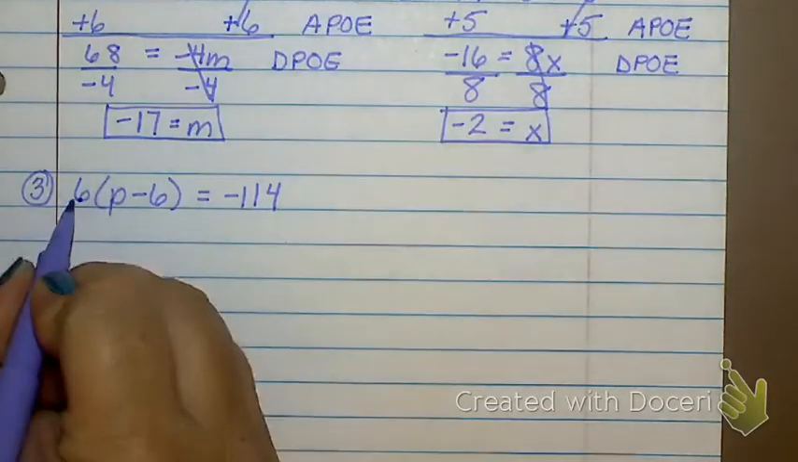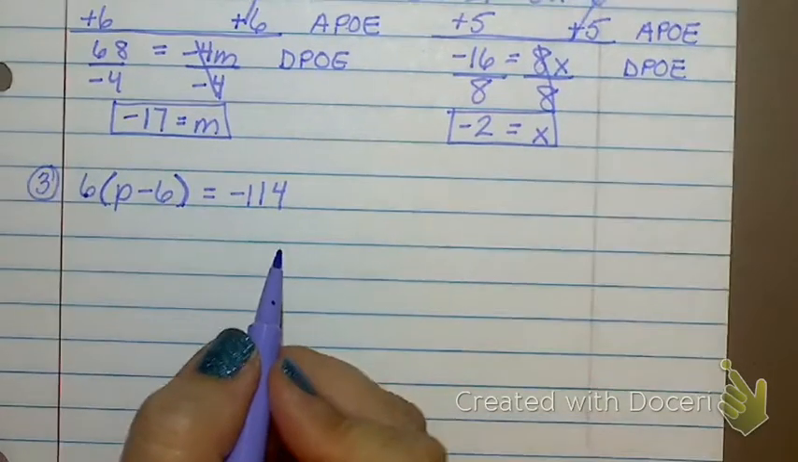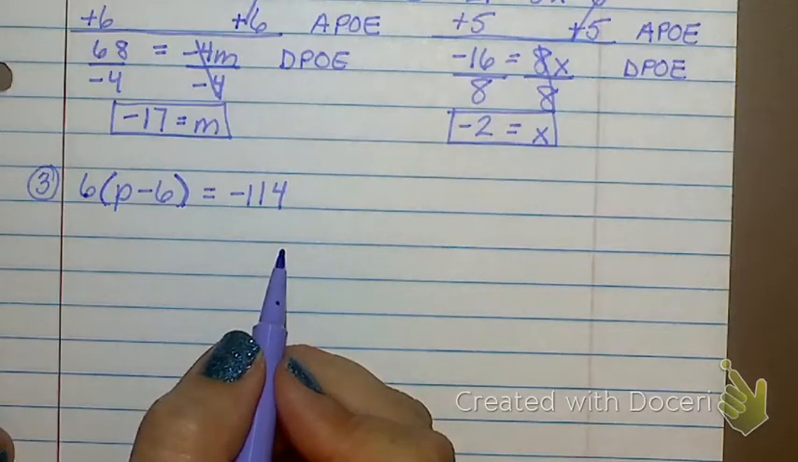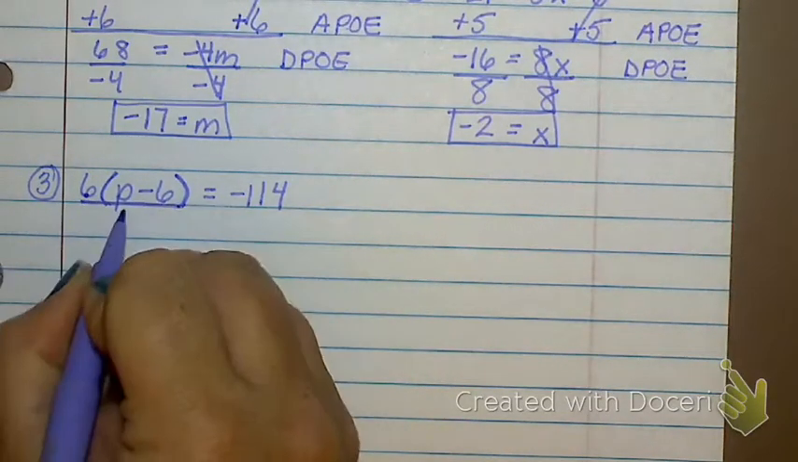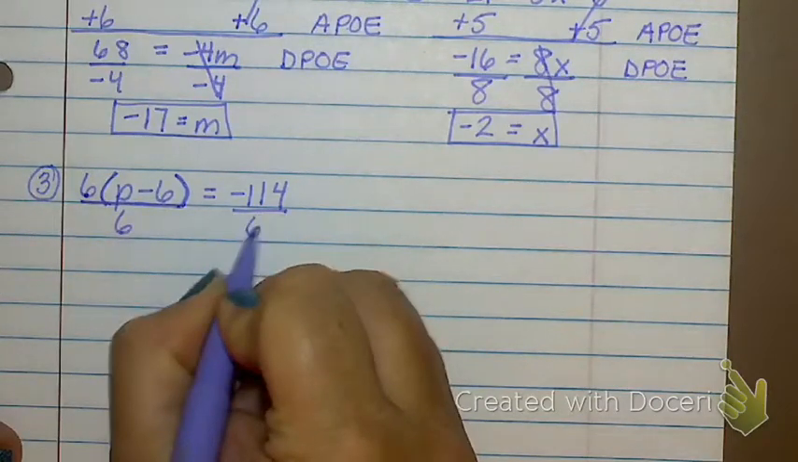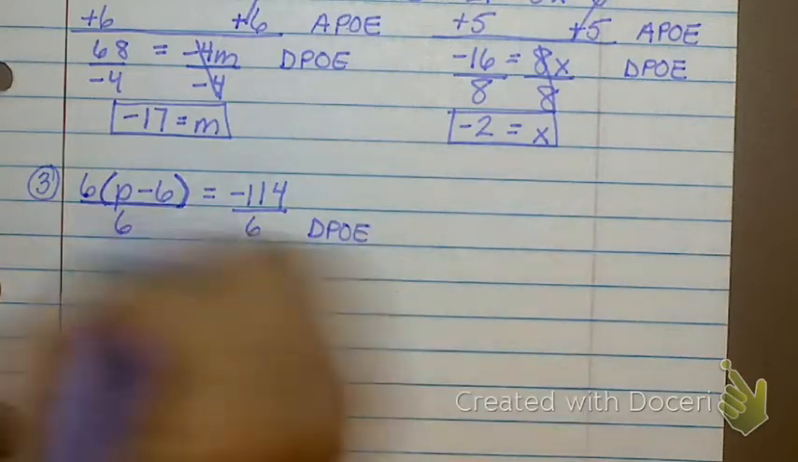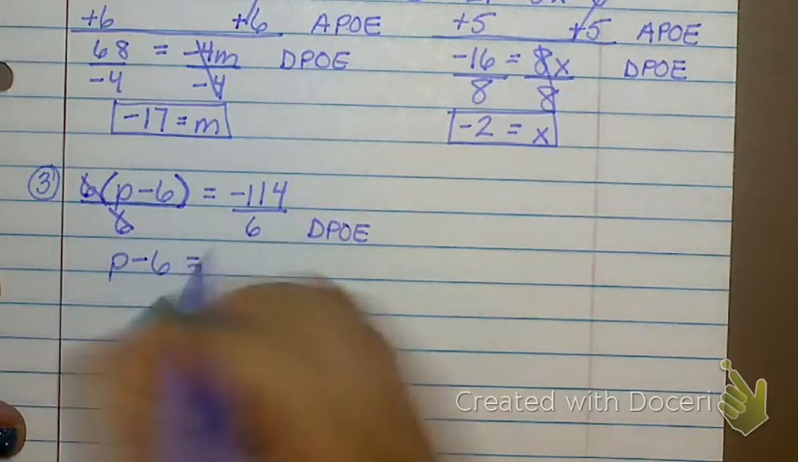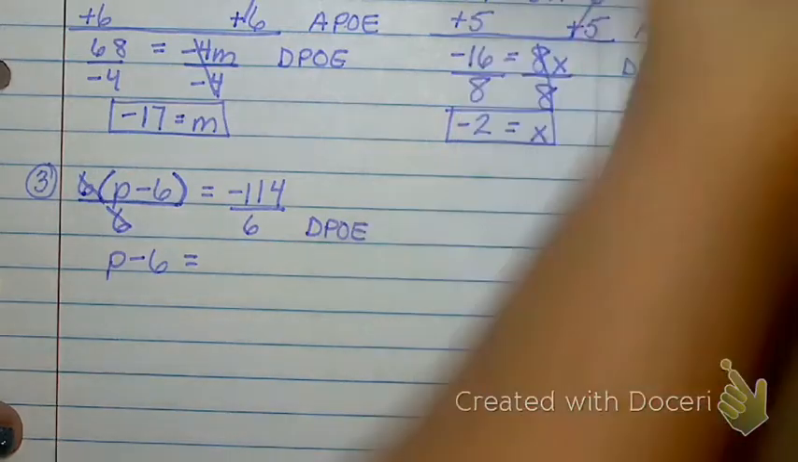So how is the 6 being connected to the parentheses? By addition, subtraction, multiplication, or division? What cancels out multiplication? So I can actually divide both sides by 6 using which property? Division property of equality. And that gives me p minus 6 left on this side. And on this side, negative 114 divided by 6 is negative 19.